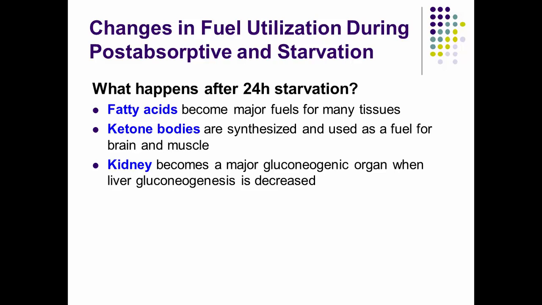And this slide just continues. So during this time period of phase 3, or after 24 hours of starvation, the fatty acids now become the major fuels for many tissues, right? Like skeletal muscle. And ketone bodies start to be synthesized and used as a fuel for brain and skeletal muscle. And kidney also now becomes an important source of glucose, right? Kidney can also do gluconeogenesis and make glucose.